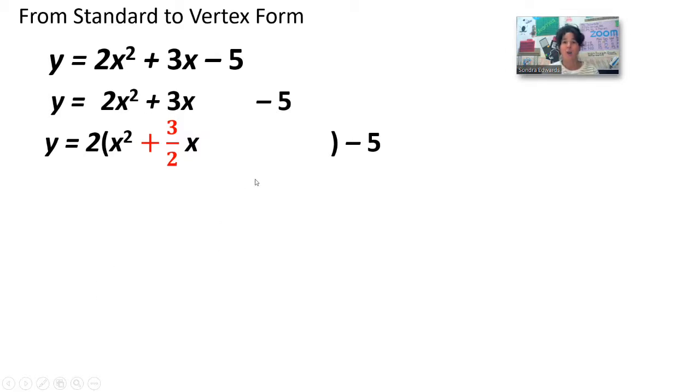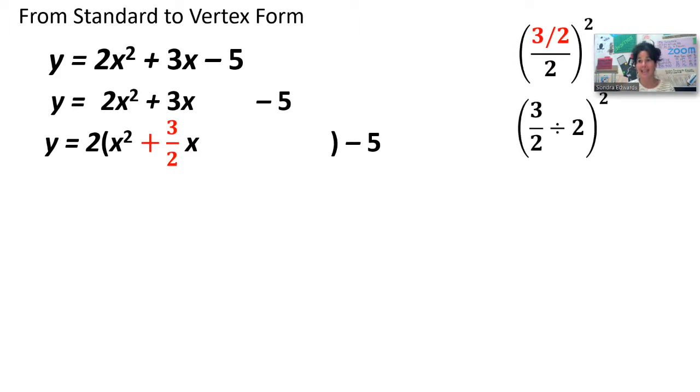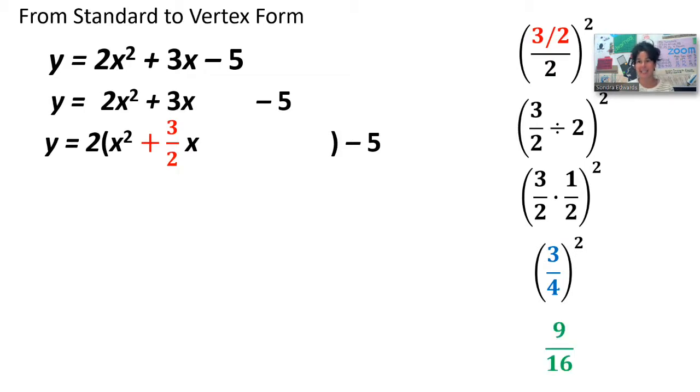Okay, now we want to think of a number that completes the square. To complete the square, we divide b by 2 and square it. I know it's a fraction, darn it. So 3 over 2 over 2 squared. That looks kind of ugly, so I'm going to write it like that instead. When you divide by 2, that's the same thing as multiplying by 1/2. 3/2 times 1/2 is 3/4. 3/4 squared is 9/16. To complete the square, we're going to add 9 over 16.